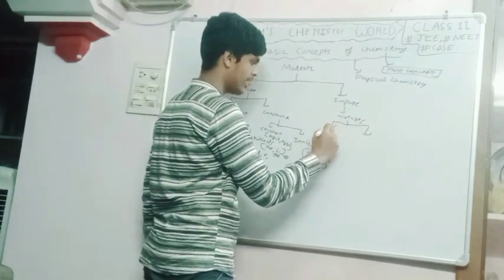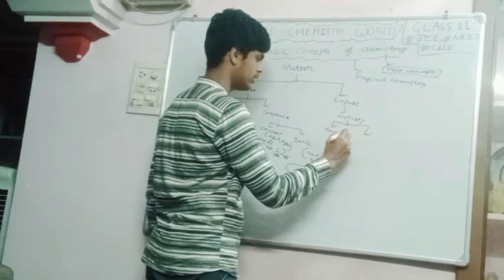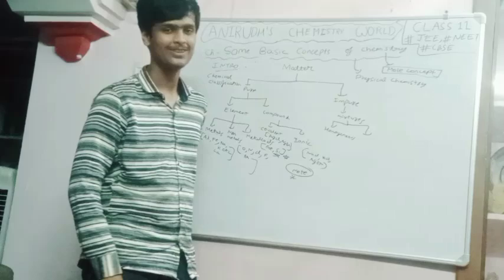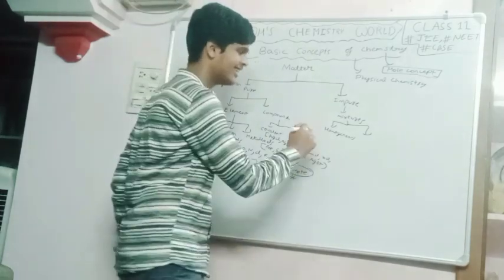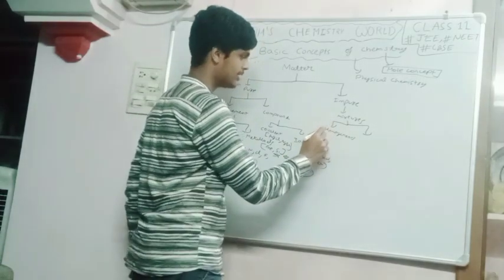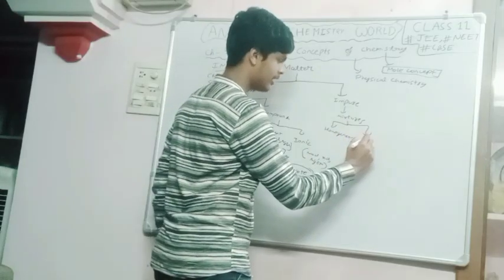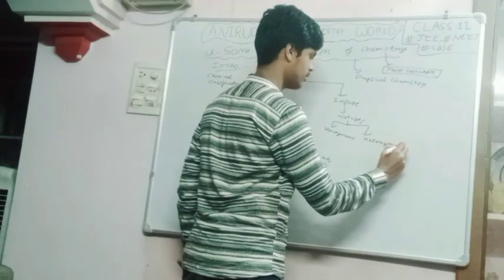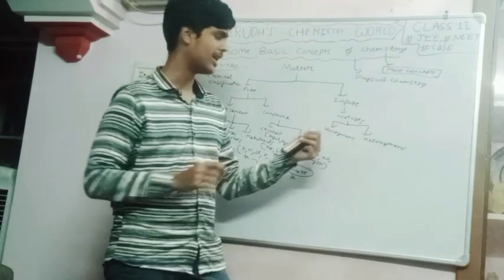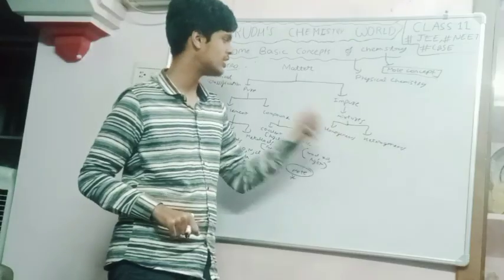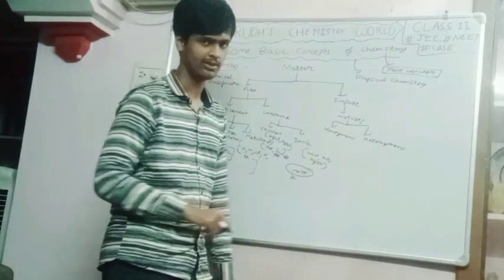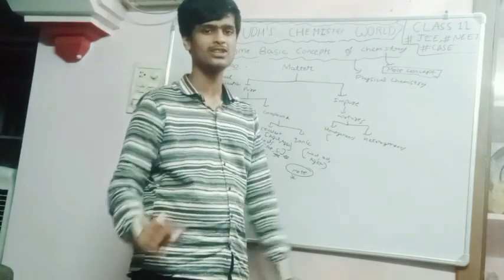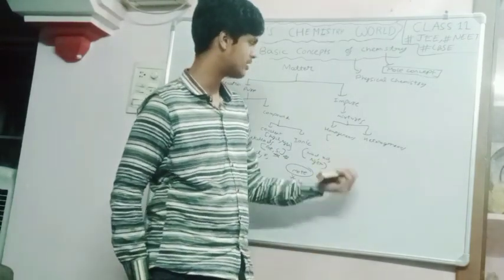In mixtures you will be having homogeneous. The mixture name is homogeneous, it's easy to remember. The first is homogeneous mixture, and the second one is heterogeneous mixture. The two types of mixtures are homogeneous mixture and heterogeneous mixture. A homogeneous mixture is a mixture which has uniform composition throughout. I will be writing the definition, don't worry. This is the basic classification.